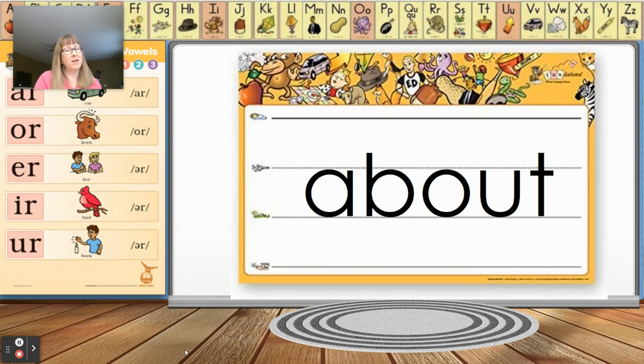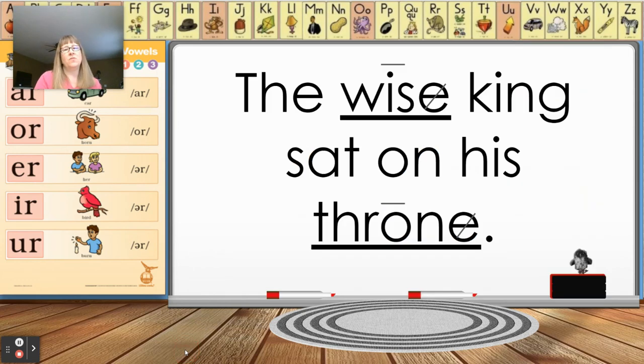Make sure your sentence looks like mine. The wise king sat on his throne. The only words we need to mark right now, since we're just learning them, are our vowel consonant E words. So go ahead and mark those if you didn't, which is fine, because we're practicing them, we're learning it. So we're going to put the macron above the I, crossing out the E and underlining the word. Same thing with throne. I'm going to put the macron above the O, cross out my E and underline the whole word. Great job today, friends.